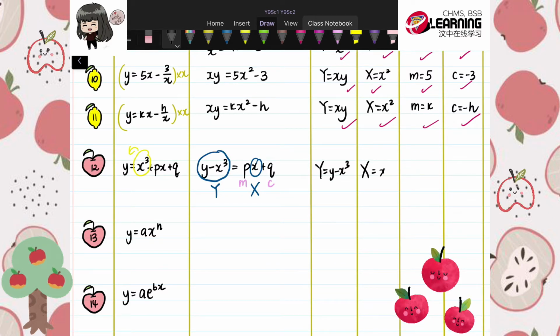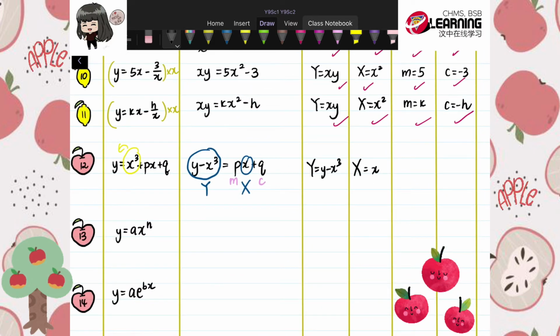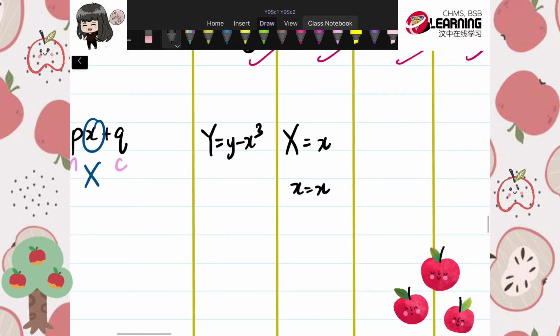Big X equals x. Please take note that your big Y and big X must be written in capital letters. You don't write x equals x like this, because it seems like the same thing. You write big X equals small letter x.